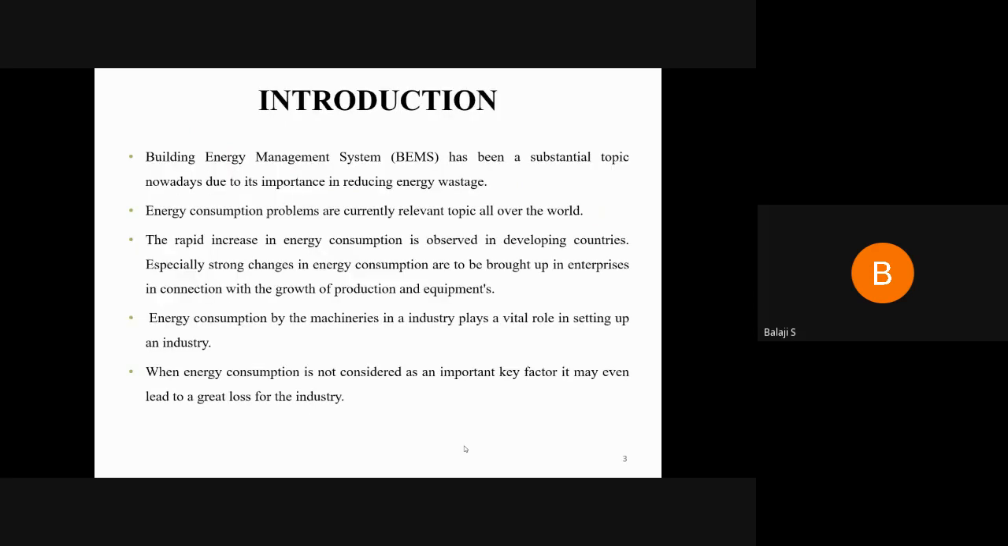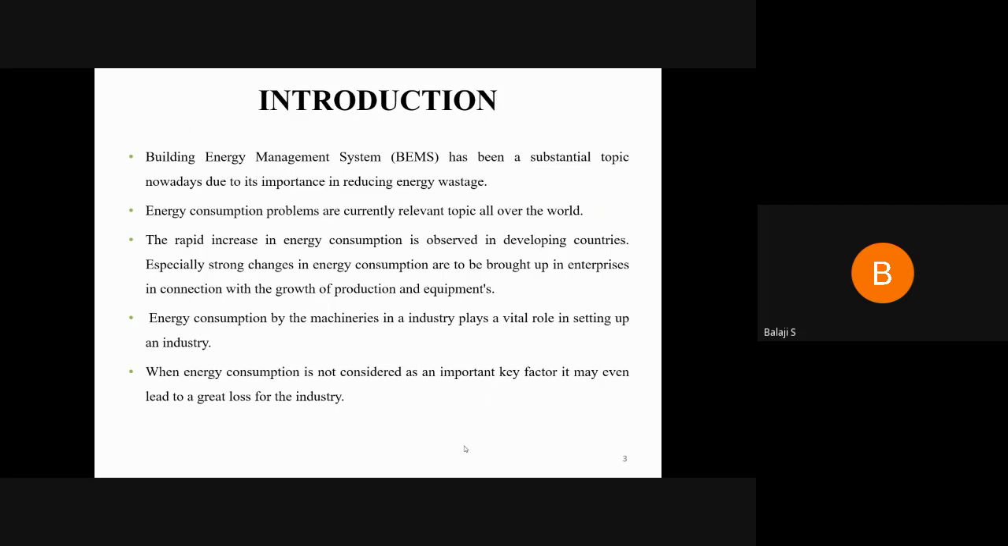Introduction. Building Energy Management System, BEMS, has been a substantial topic nowadays due to its importance in reducing energy waste. Energy consumption problems are currently relevant topics all over the world. The rapid increase in energy consumption is observed in developing countries. Strong challenges in energy consumption are to be brought up in enterprises in connection with the growth of production and equipment.